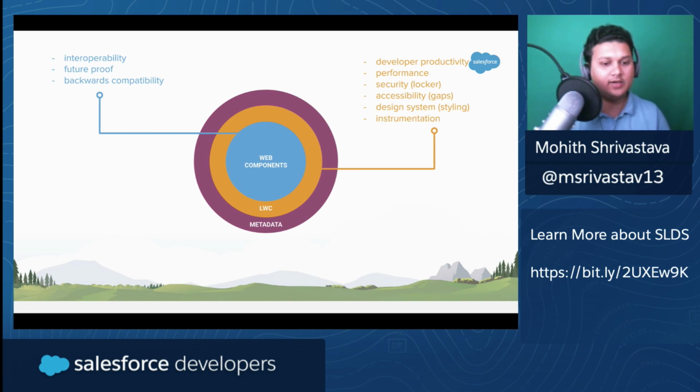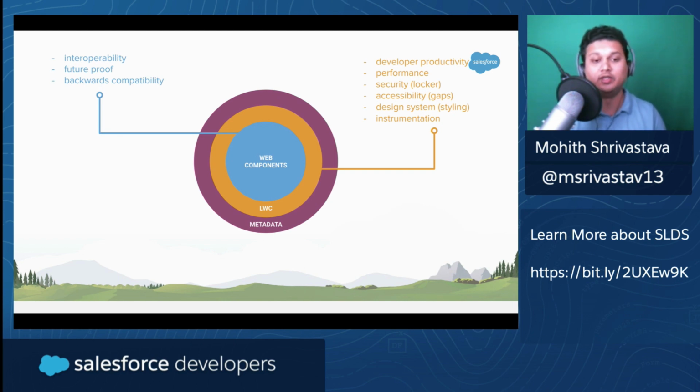As you can see, this is the final slide, where the first slide was just web components. But on top of web components, we have LWC, and then we have a tight integration with Salesforce metadata, which increases developer productivity, performance, and security. Now, this is very, very important, the security. We have Locker on top of it, which makes your components secure.